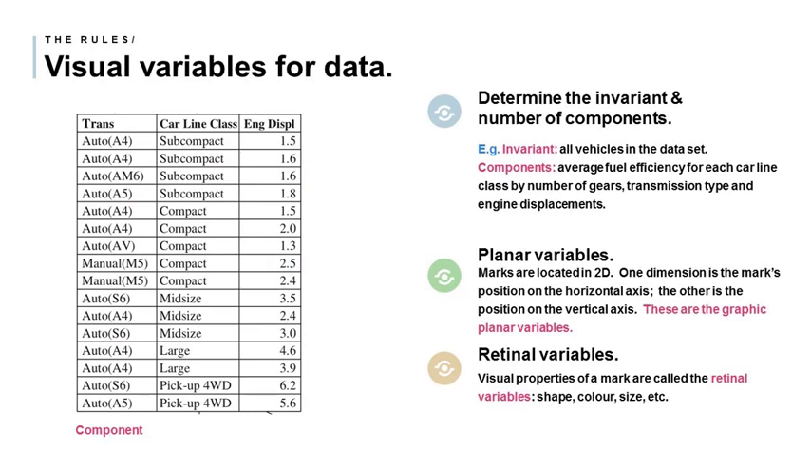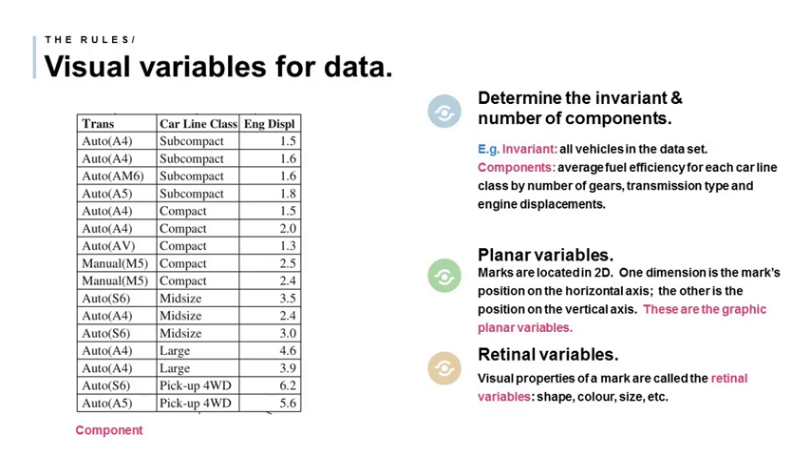We can use this small data set with information on cars presented in tabular form to illustrate some of these points. The first columns show the kind of transmission, automatic or manual, including the number of gears. The second column shows the class of vehicle, and the third shows the engine size.